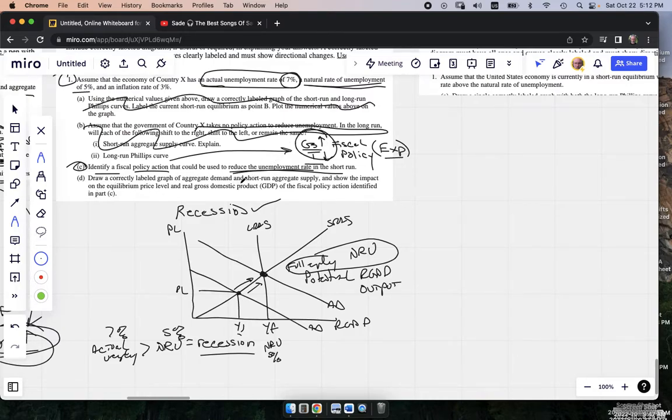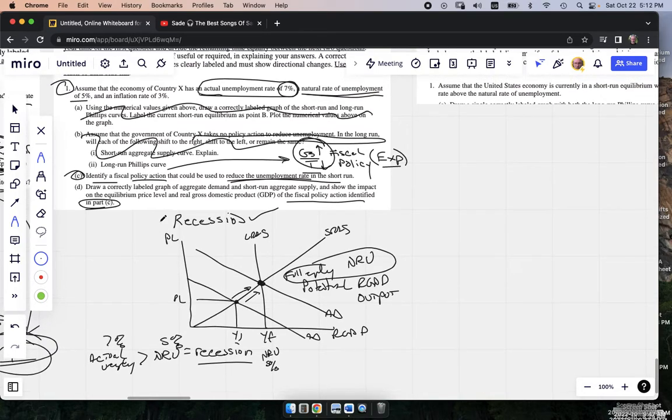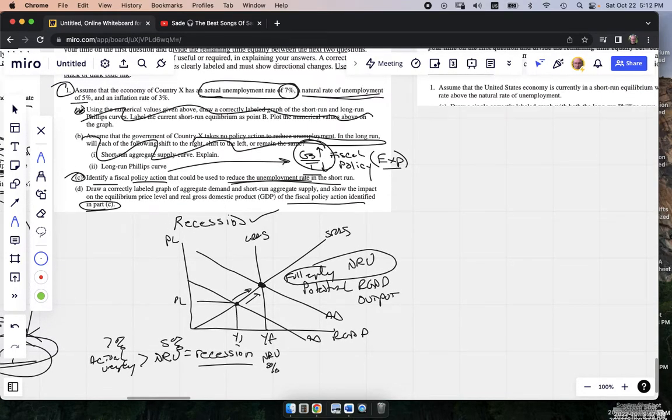Draw a correctly labeled graph of the aggregate short run and show the impact on the economy's price level and real GDP of the fiscal policy action identified in Part C. So recognize that originally up here for A, they wanted you to draw a Phillips curve. So we would not have had this, but now we just did. We would just show our arrows going back. We could show our price level going up. We could show output going back up.